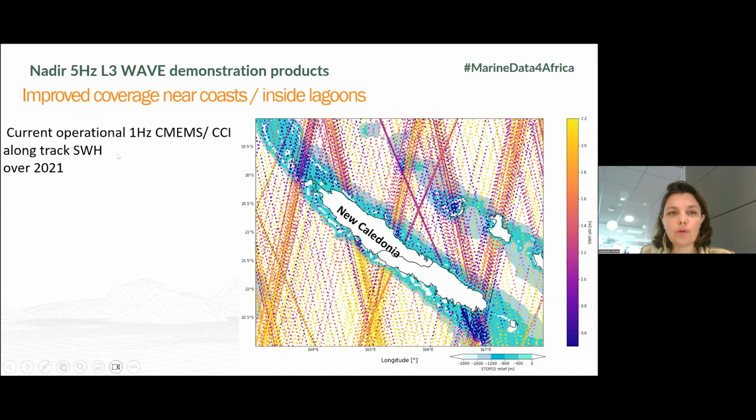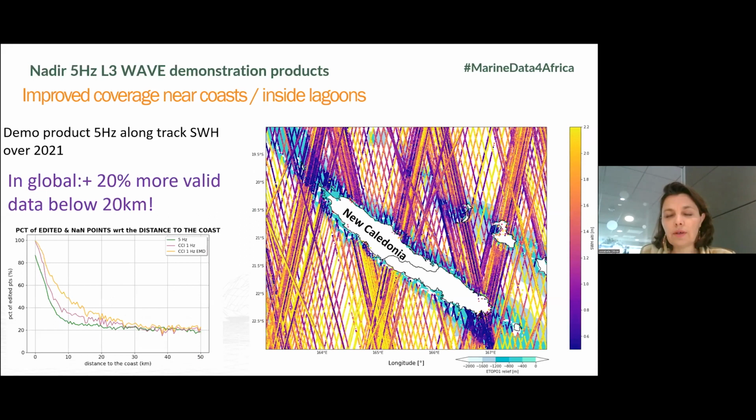Now the future of this product will be the same thing with improved resolution along track. So you can see all those dots here. They are separated by 7 kilometers each of them, and now we have been able to compute finer resolution with only 1 kilometer along track. So it enables us to get much closer to the coast and to get inside lagoons, inside complex shores, with 20% more valid data.